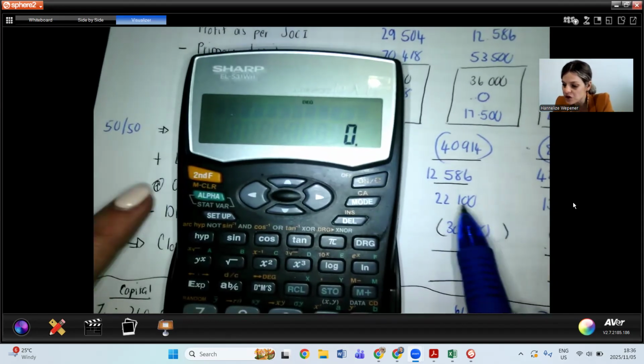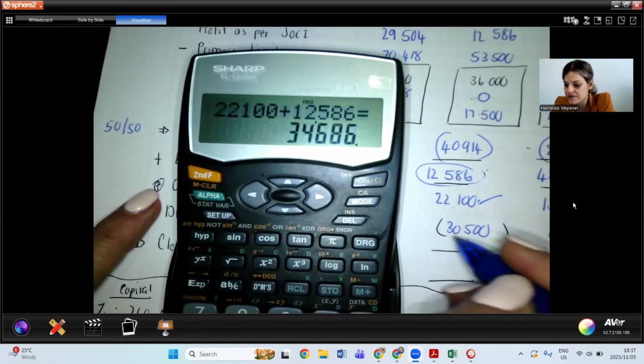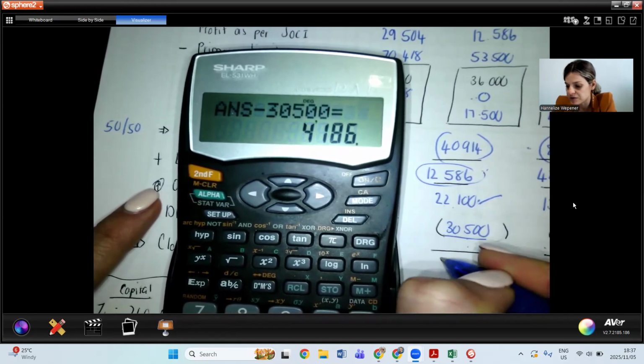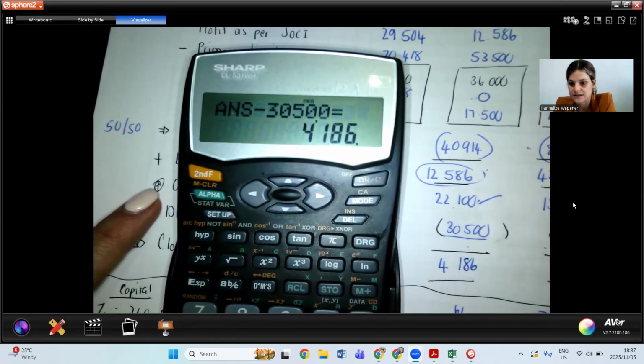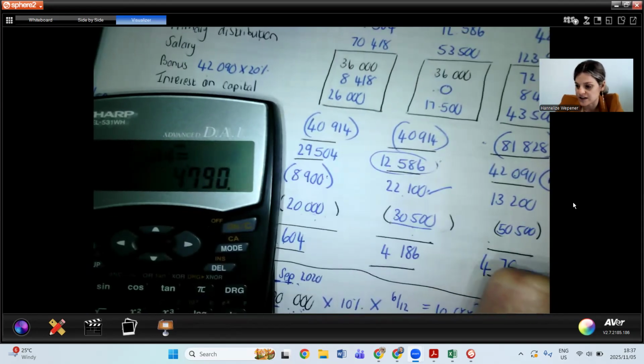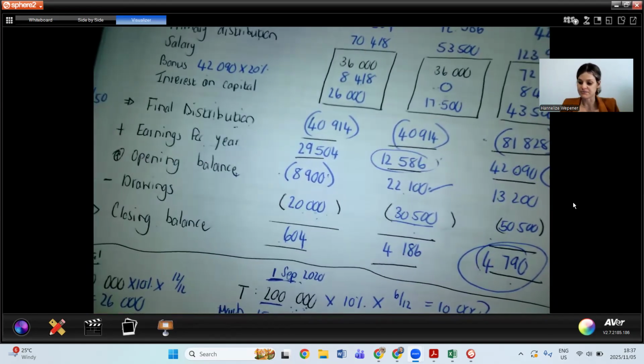Right. So opening balance was 22,100. There we have that. Plus your earnings for the year amounted to 12,586. So that's what you had available. However, you've already withdrawn 30,500, so you are only left with 4,186. So if we add the two together, 4,790, and this over here is what you will then see in your SFP if you have to do the full SFP. And that is it for a very basic current account.